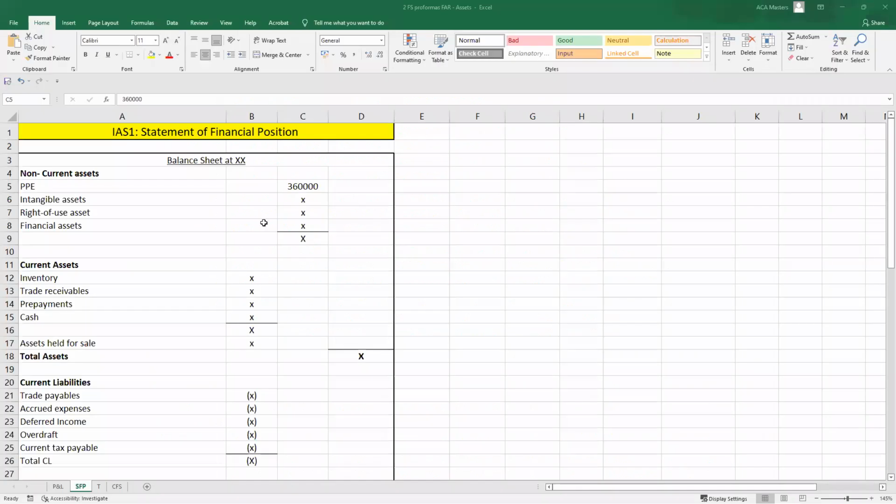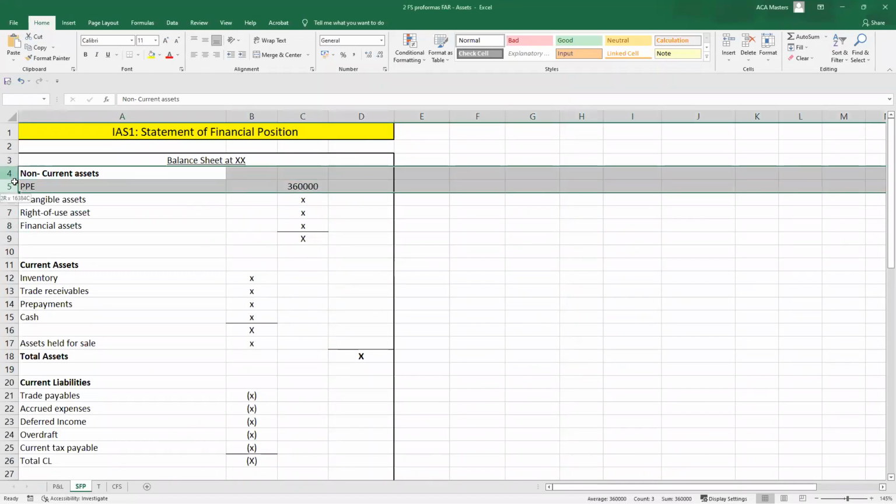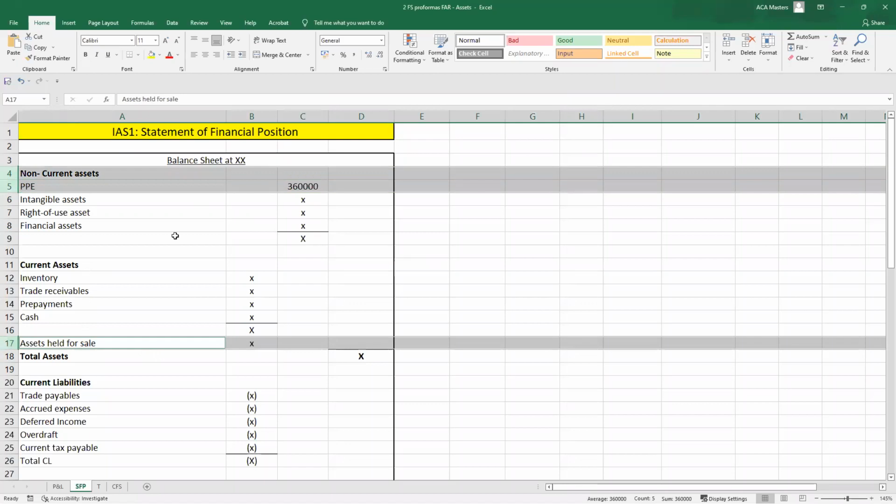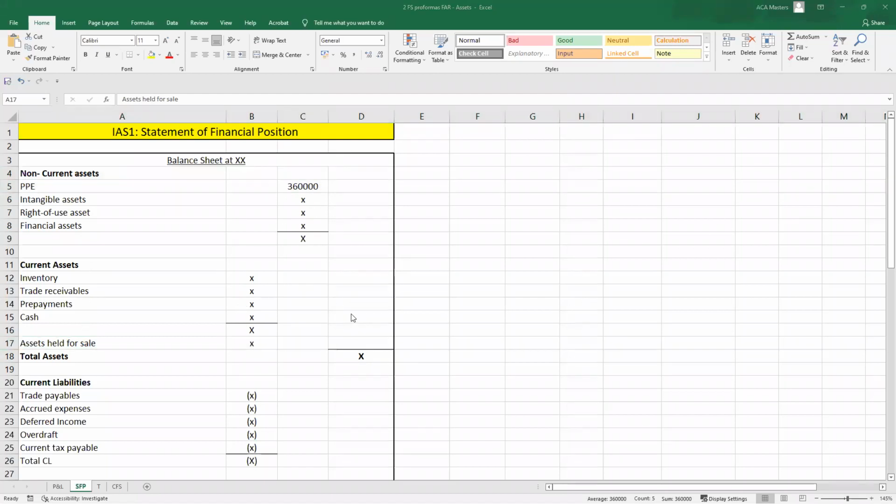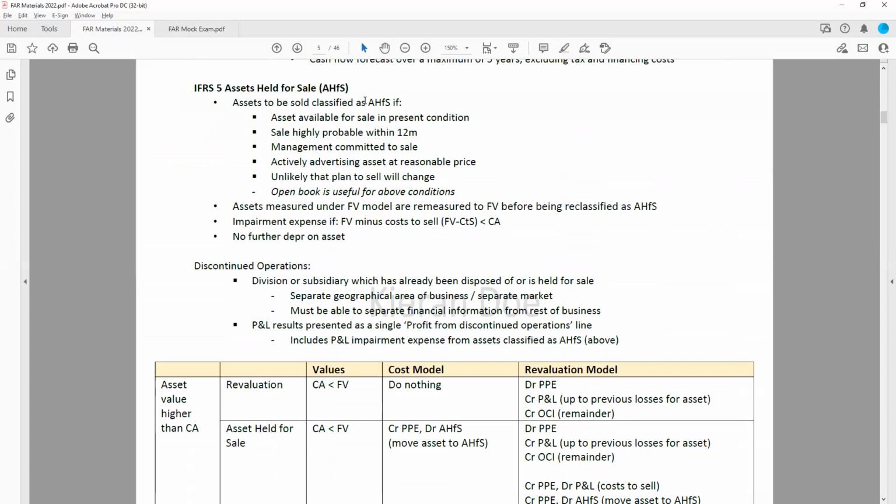Now, if certain quite strict conditions are met, then that asset can be taken out of PPE and presented as assets held for sale. So it's reclassified. So it's classified somewhere else on the SFP. So we take it out of PPE and record it as assets held for sale, but only if these strict conditions are met. So if the asset's available for sale in its present condition, so it doesn't require additional work to be sold, sales highly probable within 12 months.